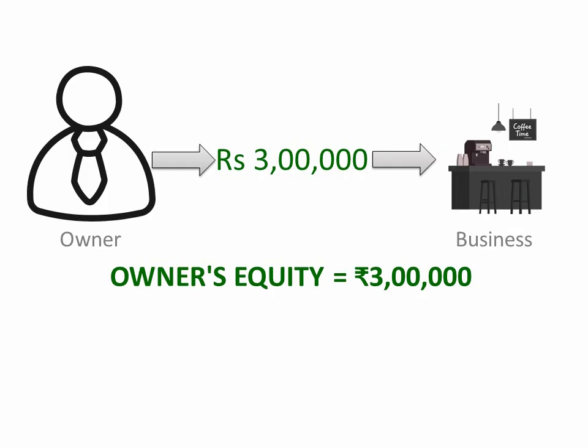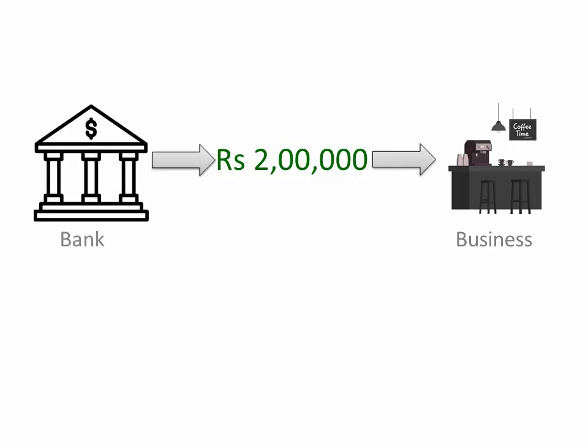Now let's make things a little more interesting. Your coffee shop needs another 2 lakh rupees, but you don't have that money. So you borrow 2 lakh from the bank. Now the business has 5 lakh of assets, but where did that 5 lakh come from? 3 lakh came from you, the owner, and the 2 lakh came from the bank. So the business owes 2 lakh to the bank. That's a liability.